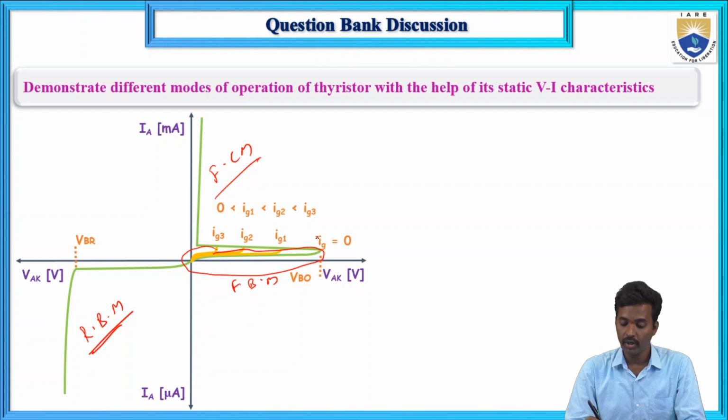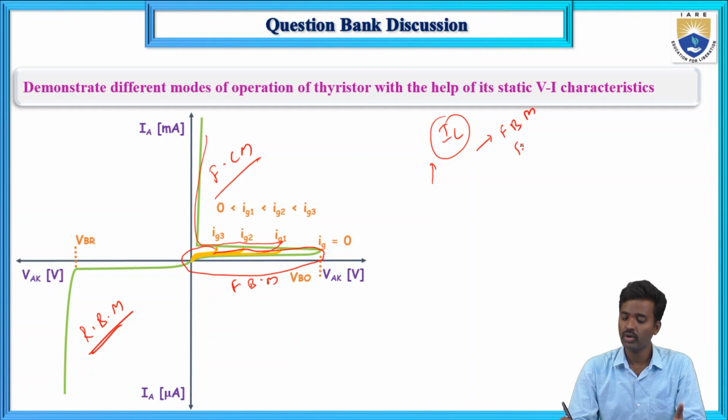When you give the gate pulse, Ig greater than 0, the SCR goes to the forward conduction mode. When you increase the gate current, SCR conduction is possible earlier. When it reaches the latching current, SCR will go from the forward blocking mode to the forward conducting mode.